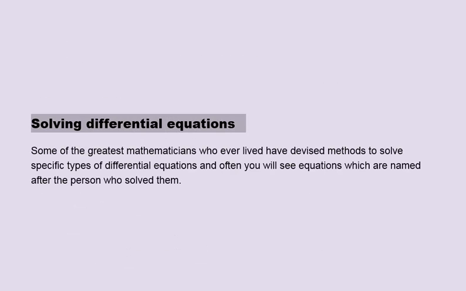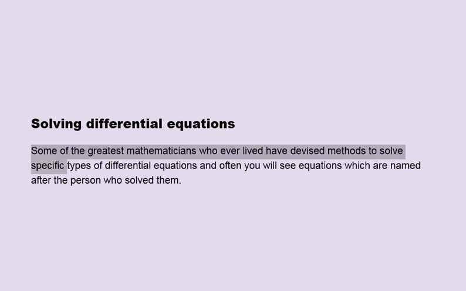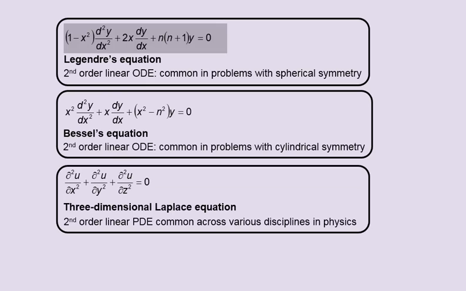Solving differential equations. Some of the greatest mathematicians who ever lived have devised methods to solve specific types of differential equations, and often you will see equations which are named after the person who solved them. 1 minus x squared multiplied by d2y over dx squared plus 2x multiplied by dy by dx plus n multiplied by n plus 1 multiplied by y equals 0. This is Legendre's equation. It is a second order linear ODE, common in problems with spherical symmetry.